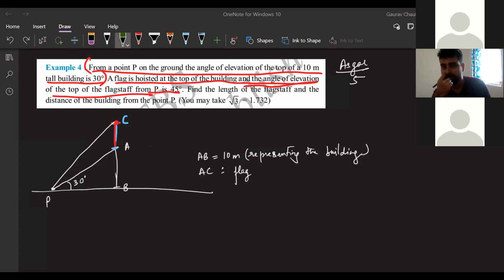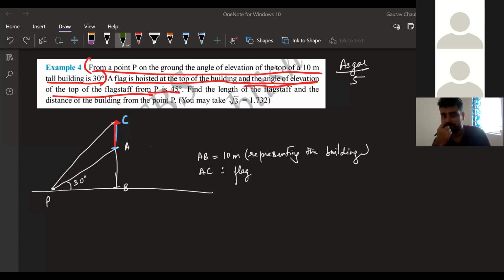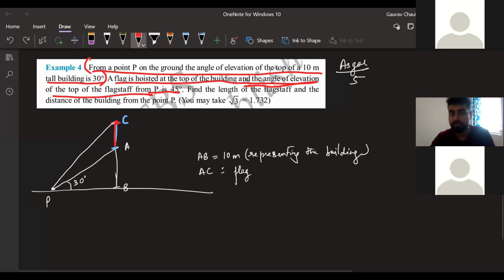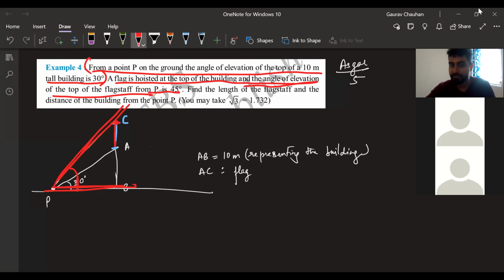Sir, we learned that angle of elevation is between horizontal and line of sight. So which is the horizontal here? PB, sir. PB is the horizontal. The ground is the horizontal here. And line of sight is which one? For looking at the top of the flag, PC. PC is the top of the flag. So this is my line of sight. So that's why this is the angle.